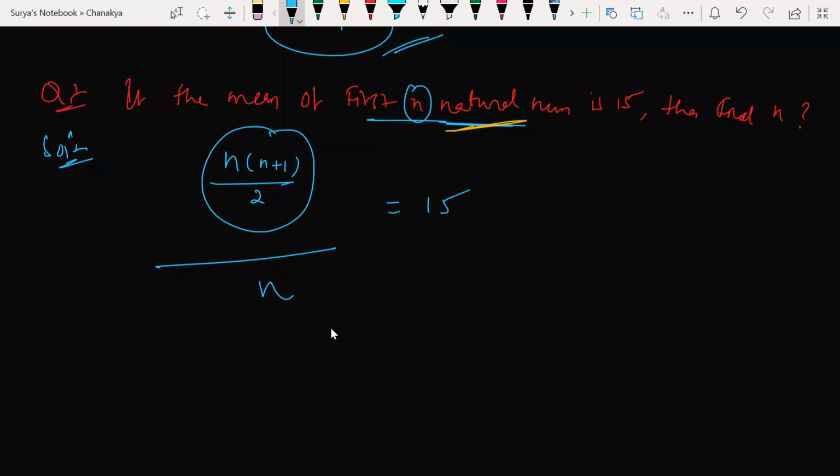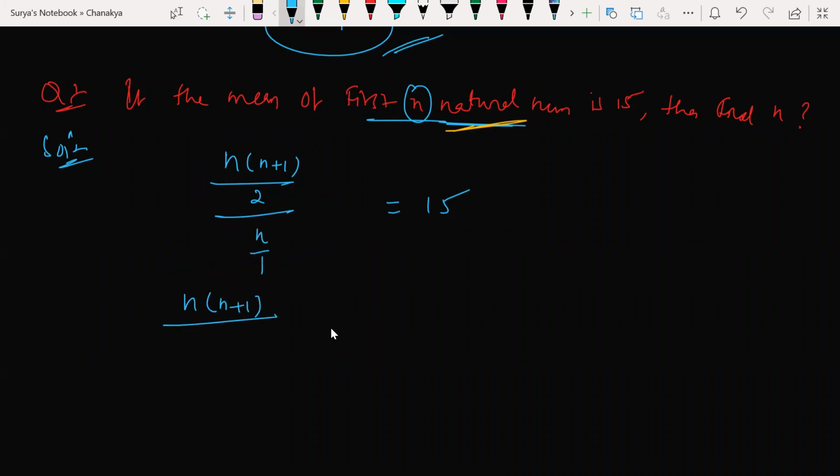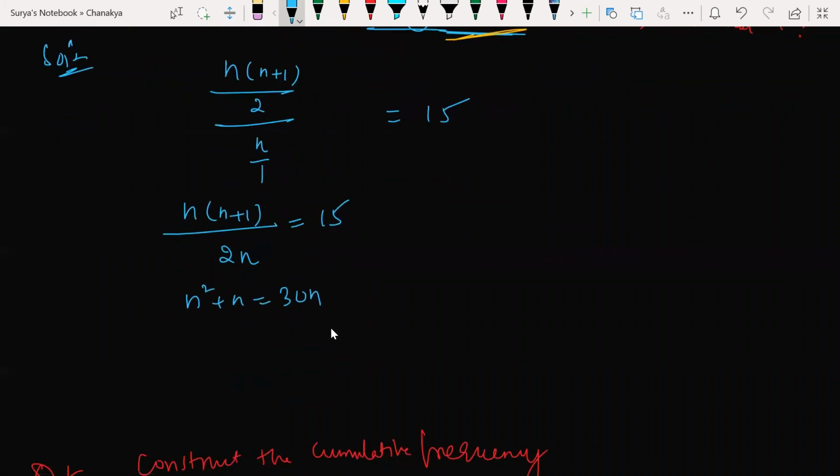Sir, in the first method, you actually cancelled n on both sides, right? One second. Let us solve it one more time. Divided by n, so n by 1, so n into n plus 1 over 2n equals 15. So n square plus n is equal to 30n. No, sir, even then you're getting 29 because you transpose n, so 29n, and then n cancels. But we even tried it without dividing by n.